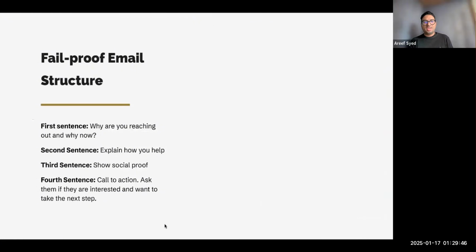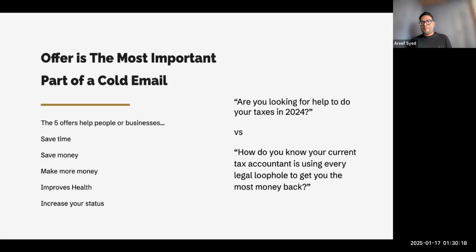Then we have, this is more like a fail-proof structure that I use for cold emails. The first sentence, you're telling them why you're reaching out and why you're reaching out now. The second sentence is about what you can do for them. The third sentence is about whether there is anyone similar to them that you have helped. Please include that in your third sentence. And the fourth sentence is the CTA, the offer. So if you want to get started, and if you don't want to tweak so much, this is a fail-proof structure that you can use ready-made.